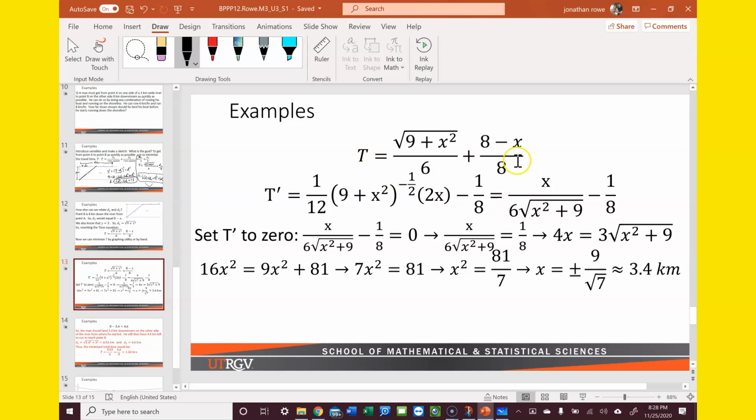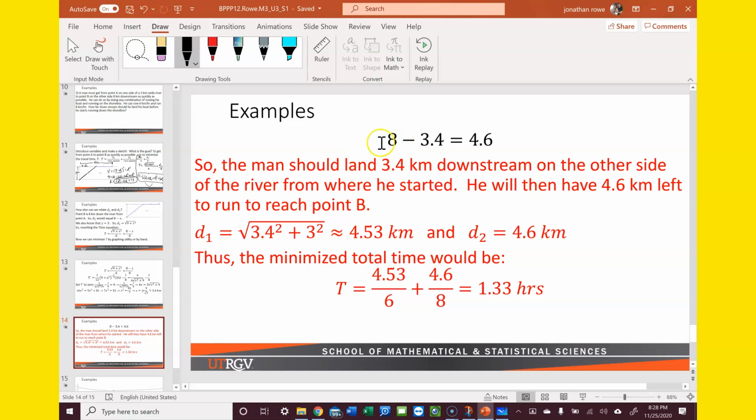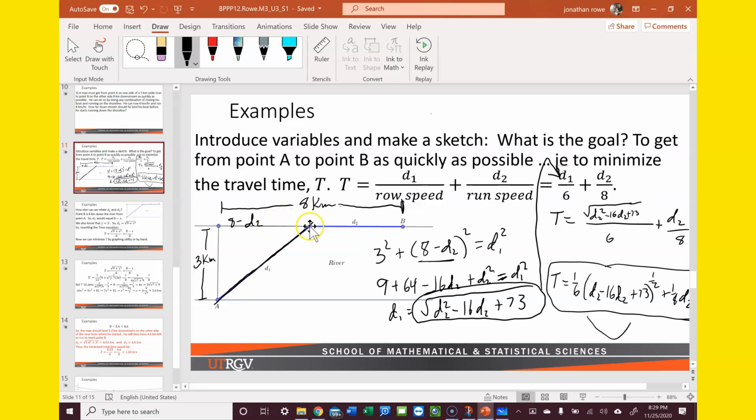And that was solving for x, which is neither answer, but 8 minus that gives me D2. So D2 is about 4.6. So I should run about 4.6 kilometers, and plug that back in for D1, and D1 is about 4.53. So I should row about 4.53 kilometers, and I should run 4.6 kilometers. And 3.4 kilometers is how far downstream I should go right here, how far I should land my boat in order to row that far and run that far.